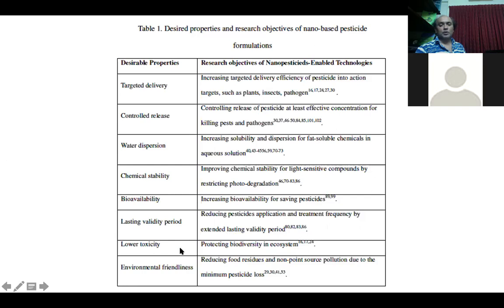the pest. Lower toxicity: protecting biodiversity in the ecosystem, because of the indiscriminate use of pesticide, which is now a reality in modern agriculture, not only increasing the production cost but also posing a big threat to biodiversity in the ecosystem. All other non-targeted organisms are affected, and even many of them are killed. Environmental friendliness: reducing food residue and non-point source pollution due to minimum pesticide loss.